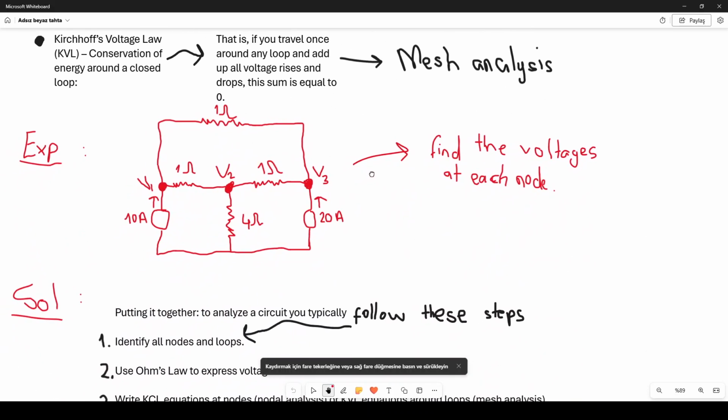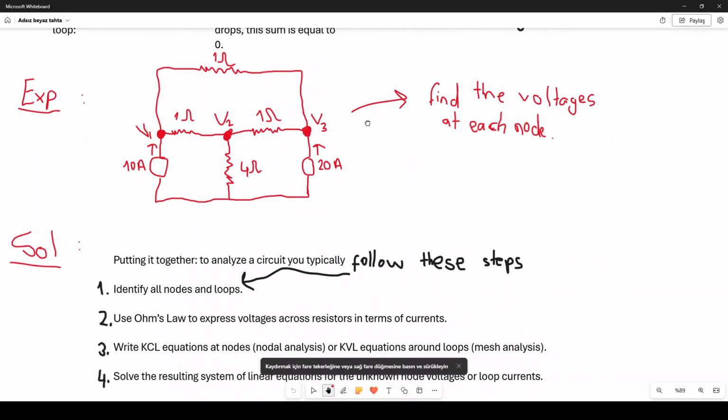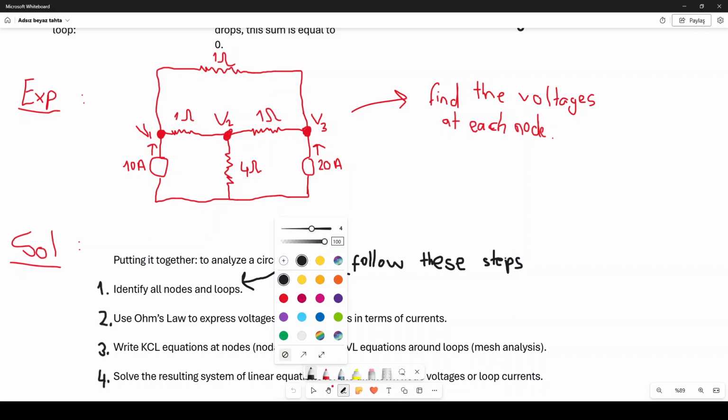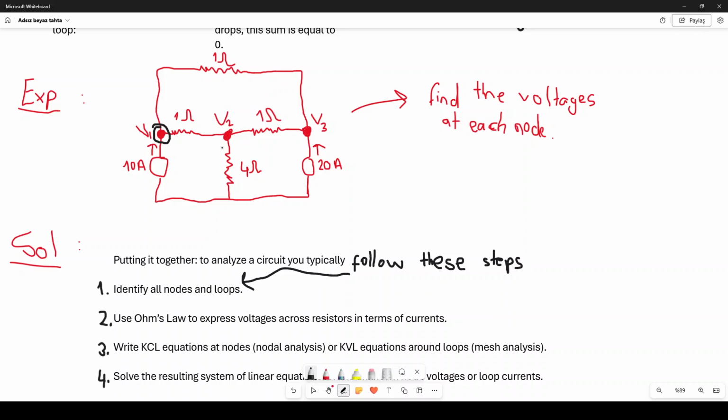After defining this basic terminology, let's understand how we choose these loops and meshes. For instance, suppose we are given the circuit shown in this example. What are the nodes here? I already selected the nodes. For instance, V1 is a node and V2 is a node. I will come to that point and explain why. There is also one more node which is connected to the ground. Let's call it V4.